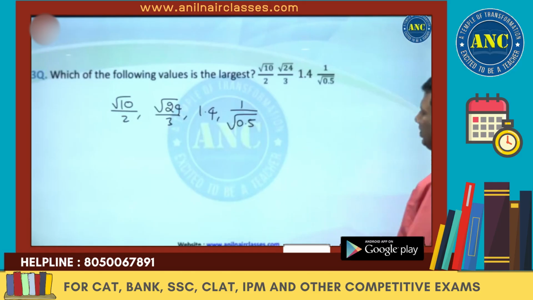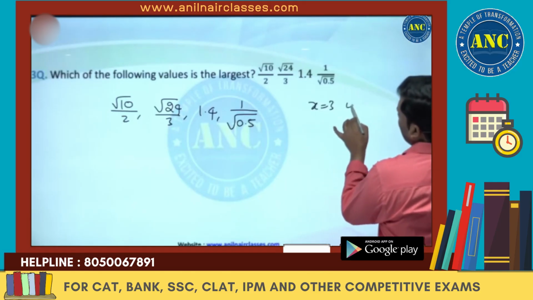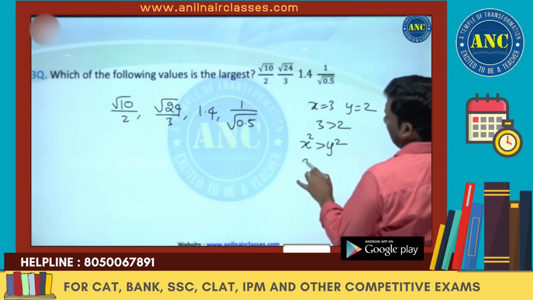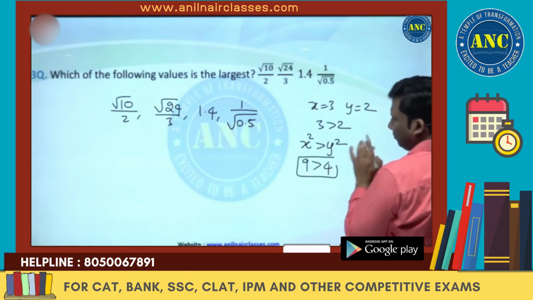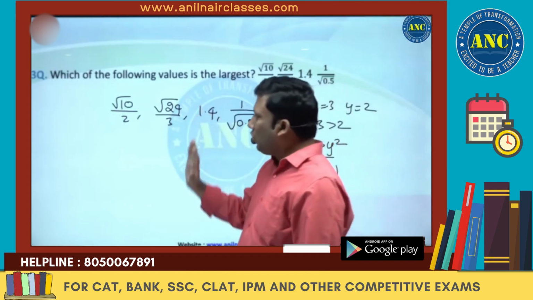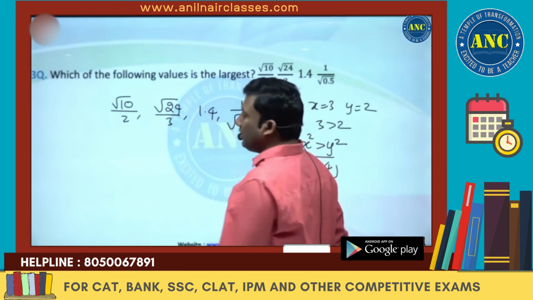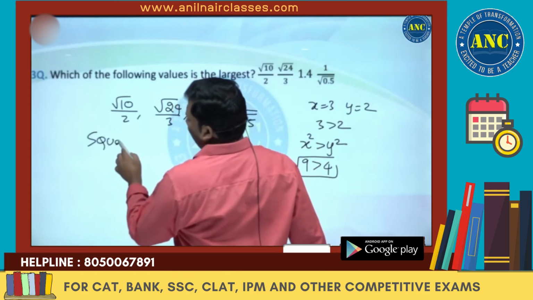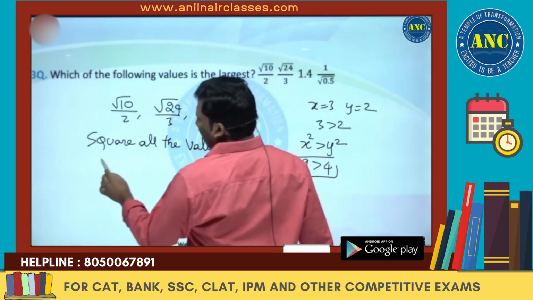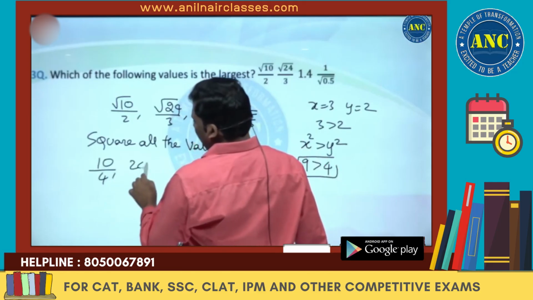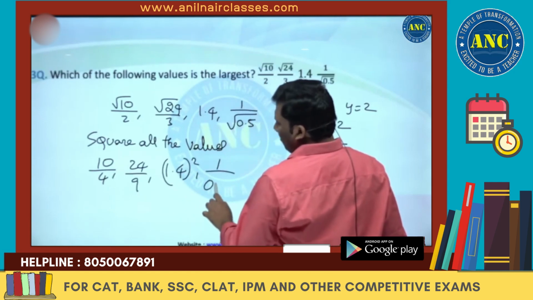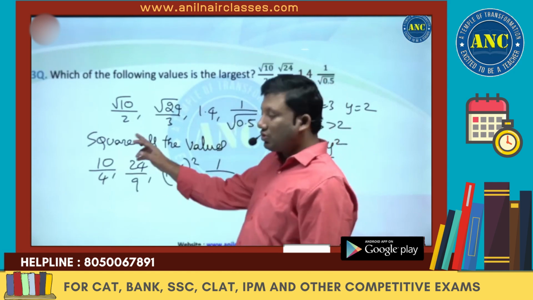Can I say that if x is 3, y is 2, 3 is greater than 2, x square is greater than y square, that means 9 is greater than 4. Am I right? So what we'll do is, we will not find out root 10 and root 24. We will square all the values. I will get 10 by 4, 24 by 9, 1.4 whole square, and 1 by 0.5 under the square root. I squared all the values.